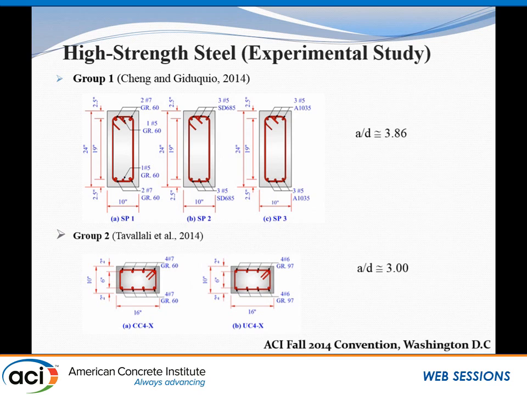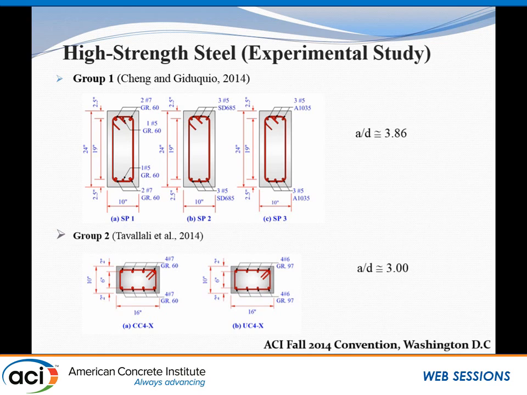The first study consists of 3 specimens. The first specimen, SP1, is reinforced with conventional grade 60 longitudinal rebar. Specimens SP2 and SP3 are reinforced with grade 100 high-strength steel longitudinal rebar, which complies with the SD685 Japanese standard and the ASTM A1035 standard. The a over d ratio, I will show you later.